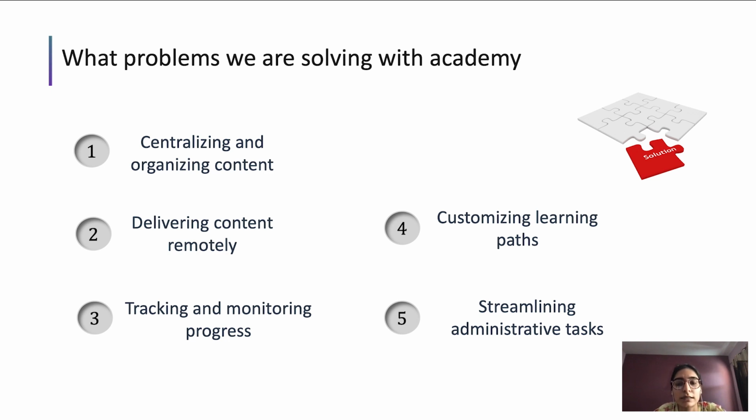Next, we'll be talking about customizing learning paths, which enables instructors to create customized learning paths for individual students or group of students. So this means that students can progress through the material at their own pace and receive personalized feedback and support. Next is streamlining administrative tasks. Overall, Academy can help to solve many of the challenges associated with delivering and managing educational programs, including centralizing and organizing content, delivering content remotely, tracking and monitoring progress, customizing learning paths, and streamlining administrative tasks.